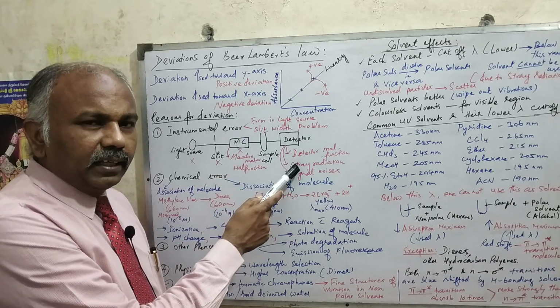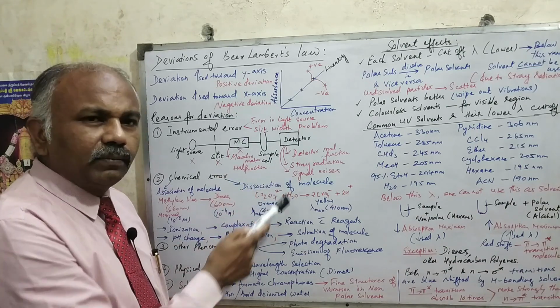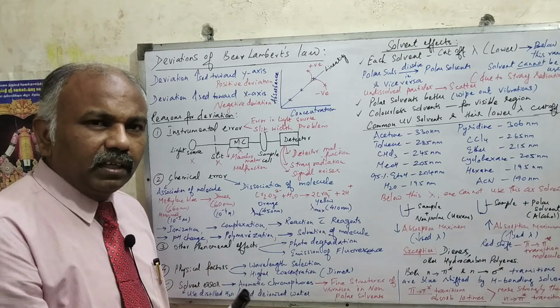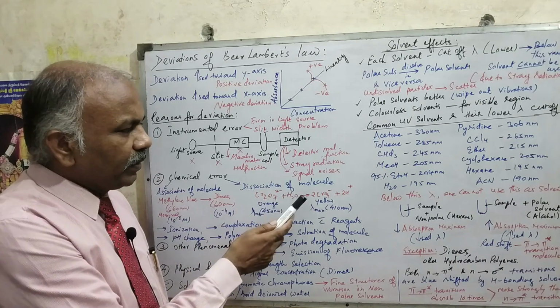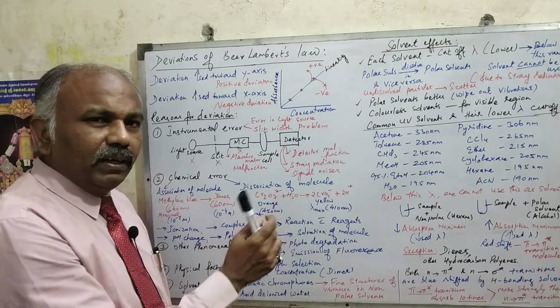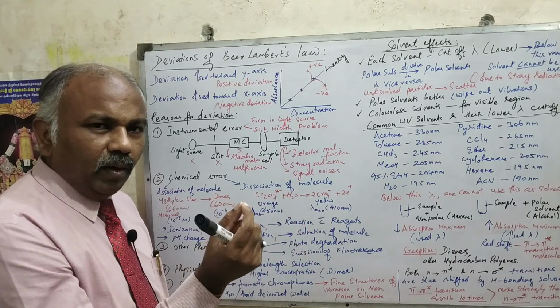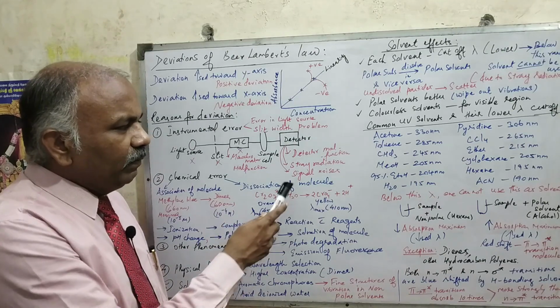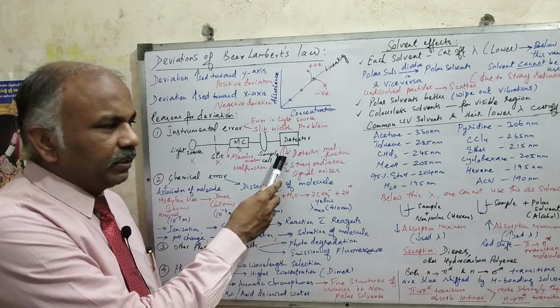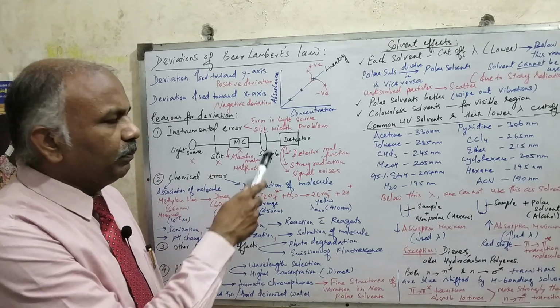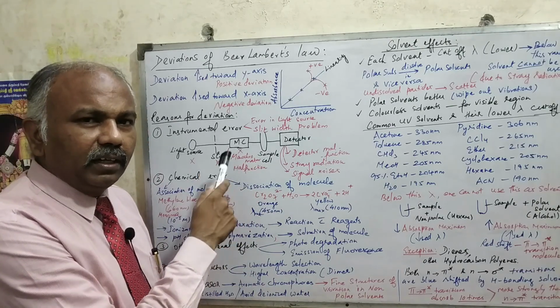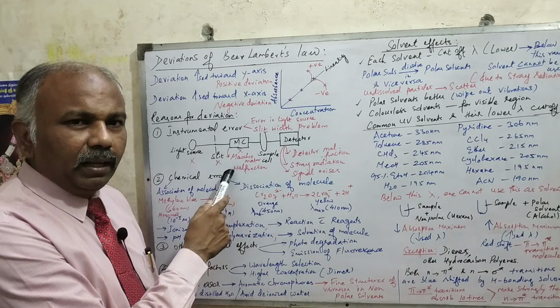Not only detector malfunction, there is also a possibility of stray radiation. Stray radiations are outside radiations which affect the detector. And then there are signal noises. Whenever there is a flow of electrons, there is always noise produced in the detector. So there are always some signal noises produced by the detector, which is also a reason for instrumental error. So this is the first primary reason, instrumental error, for deviation of Beer-Lambert's law.